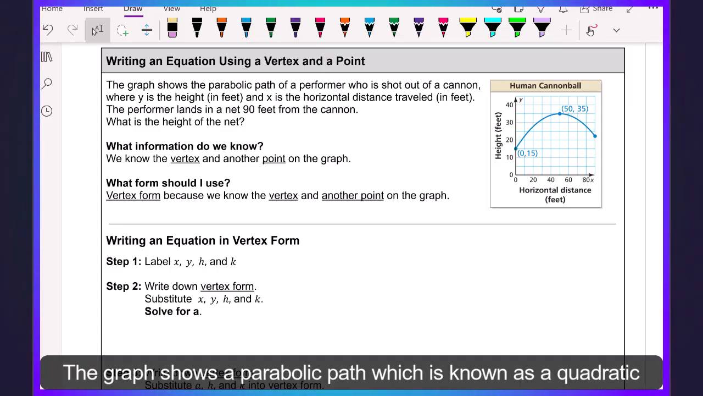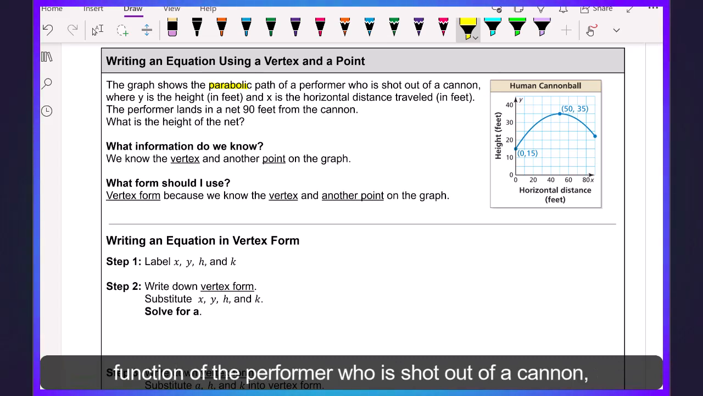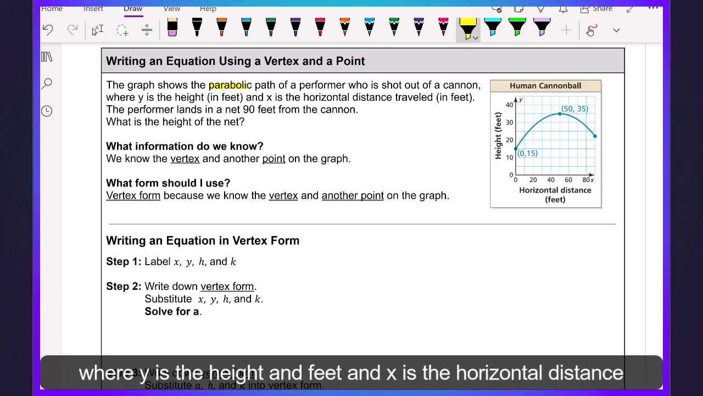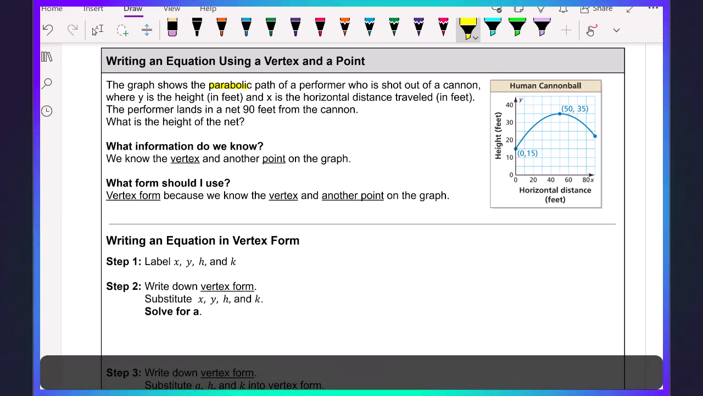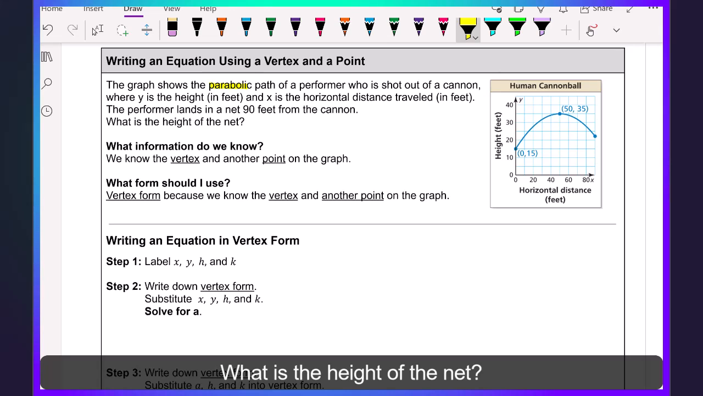The graph shows a parabolic path, which is known as a quadratic function, of the performer who is shot out of a cannon, where y is the height in feet and x is the horizontal distance traveled in feet. The performer lands in a net 90 feet from the cannon. What is the height of the net?